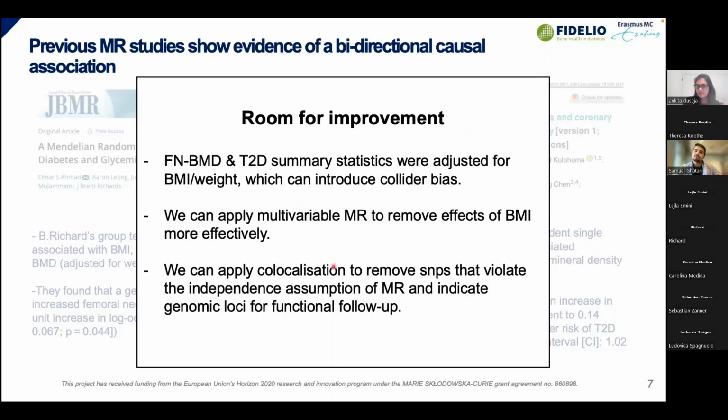And we can apply something called colocalization, and this can be used for two different purposes. First is to remove genetic variants that violate this independence assumption, that we saw as the third arrow on the last slide. And also you can highlight genomic loci for functional follow-up. I didn't have time to go into this, but essentially what this does is look at the genetic overlap of genetic variants between two traits. So in our case, that would be type 2 diabetes and bone mineral density.